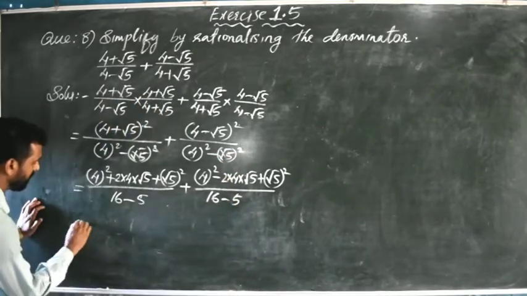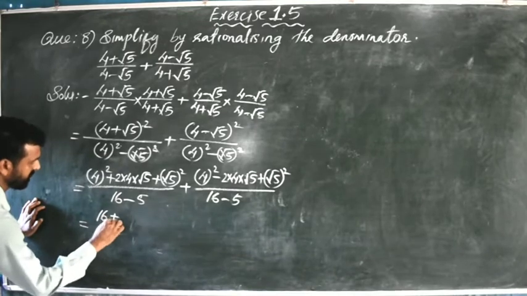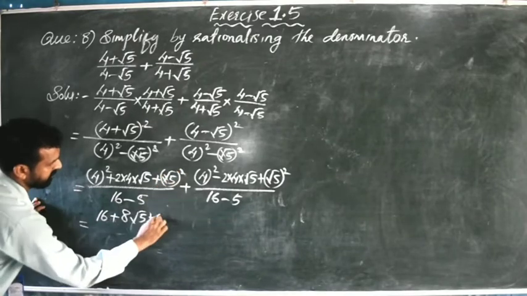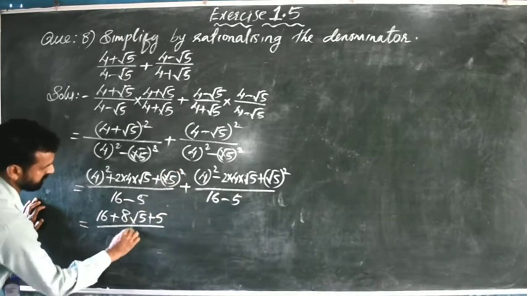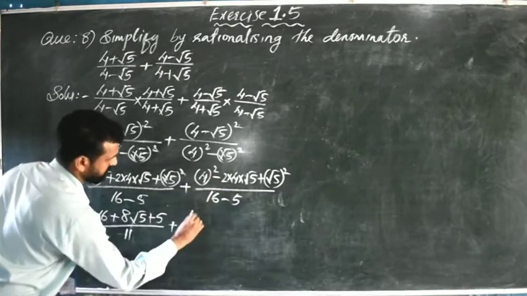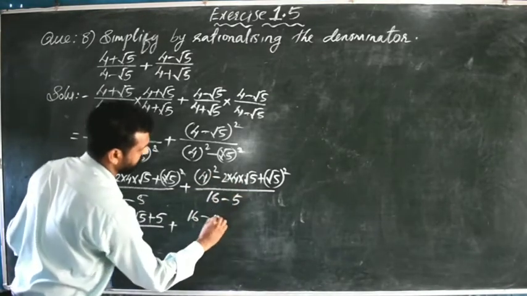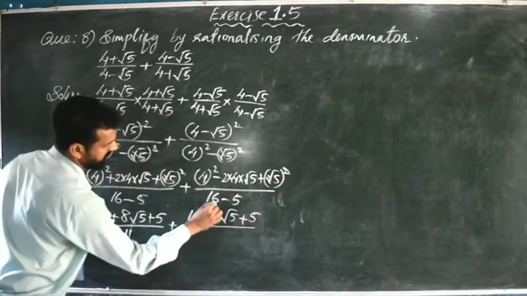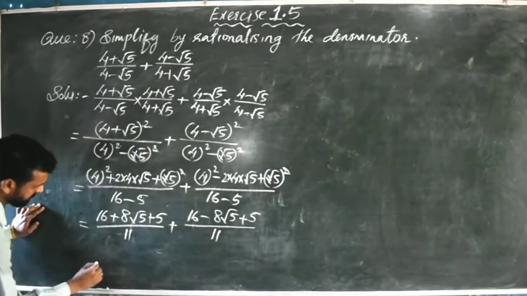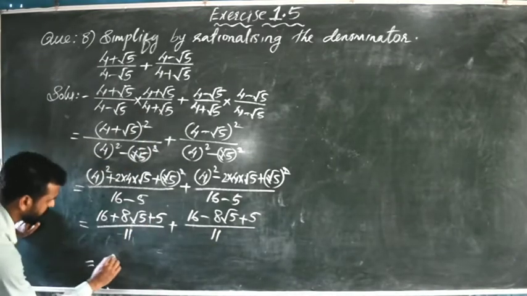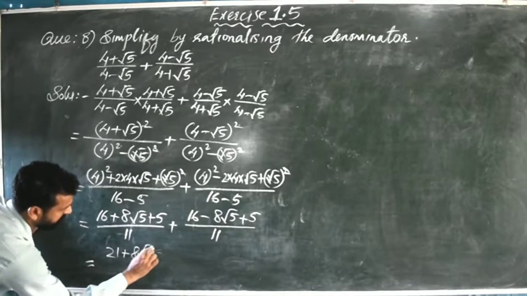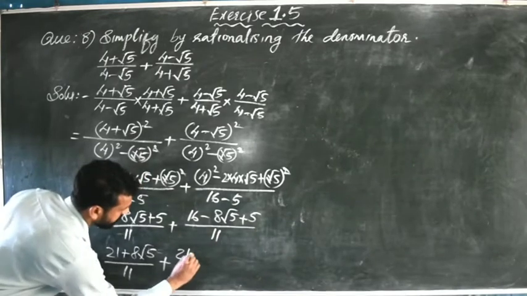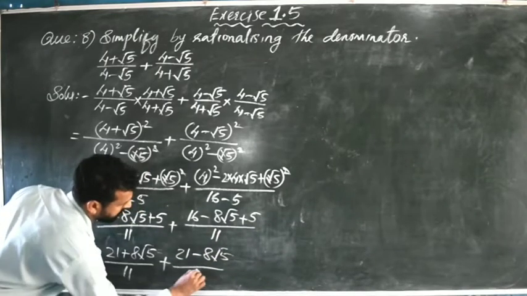Then that is equal to 4 square, 4 fours are 16, plus 2 fours are 8 root 5, plus root 5 square, the square and square root cancel, 5, divided by 16 minus 5, that is 11. Plus 4 square, 4 fours are 16, minus 2 fours are 8 root 5, plus 5, divided by 16 minus 5, that is 11. That is equal to 16 plus 5, that is 21, plus 8 root 5, divided by 11, plus 21 minus 8 root 5, divided by 11.